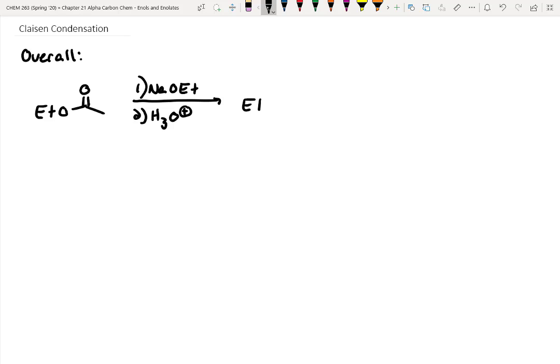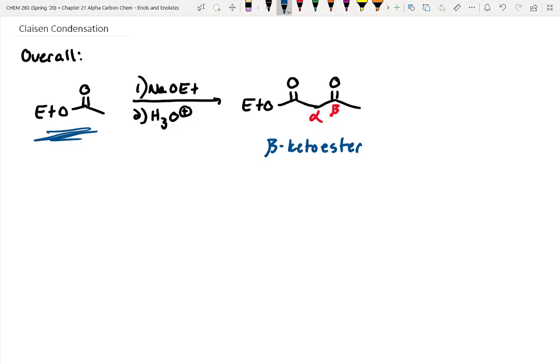But in the end, what you end up getting out is a product that looks like this. Alpha to the ester, you still have 2 remaining protons, and then beta, you've got a ketone. So this is referred to as a beta keto ester. It's the result of a nucleophilic addition of an enolate to a second equivalent of the starting material, kind of similar to what we saw in the aldol reaction.